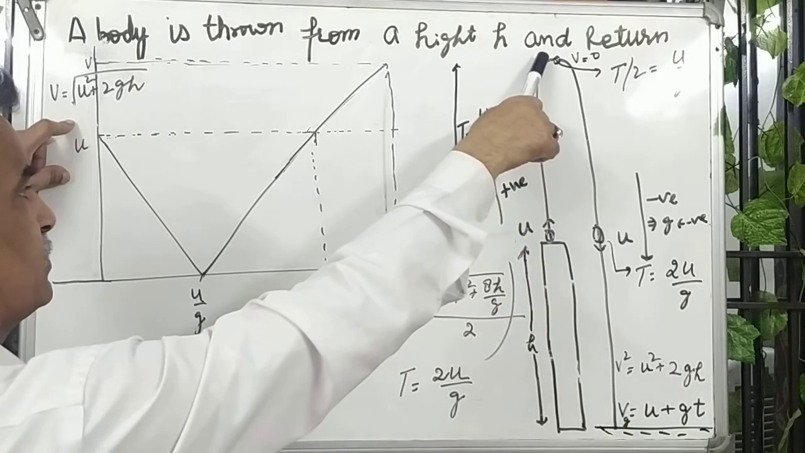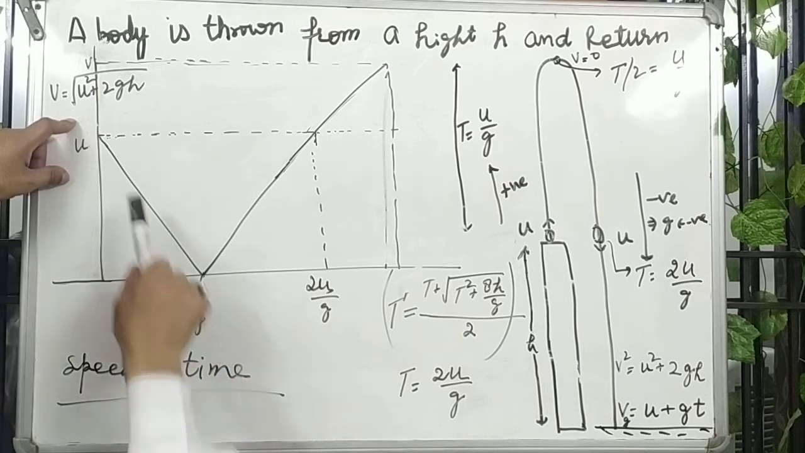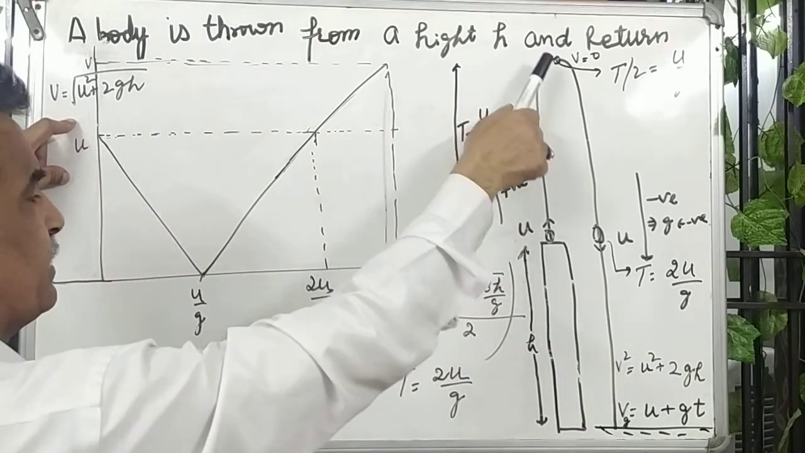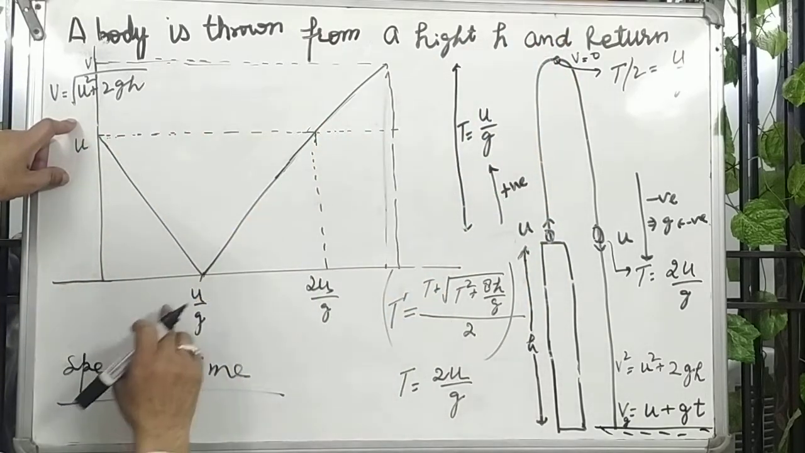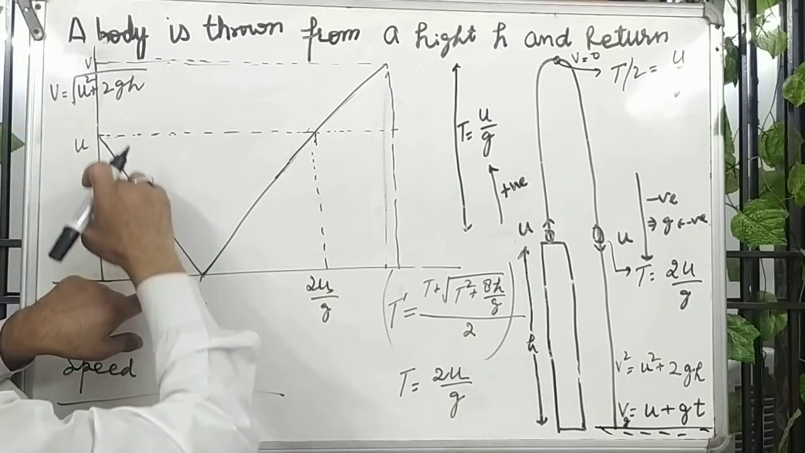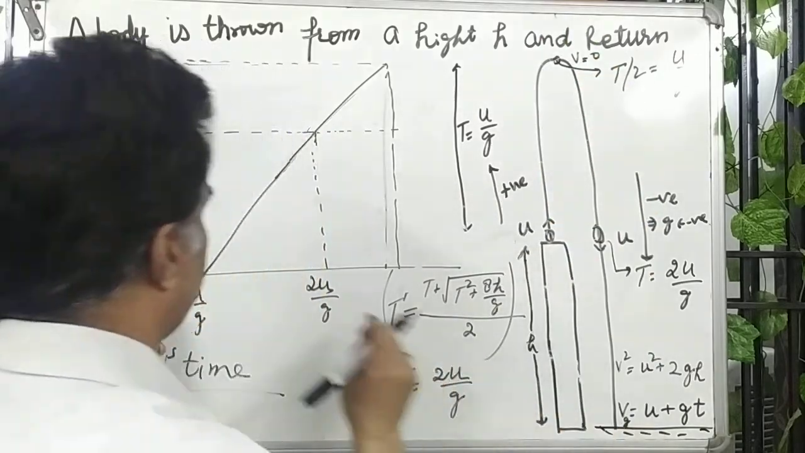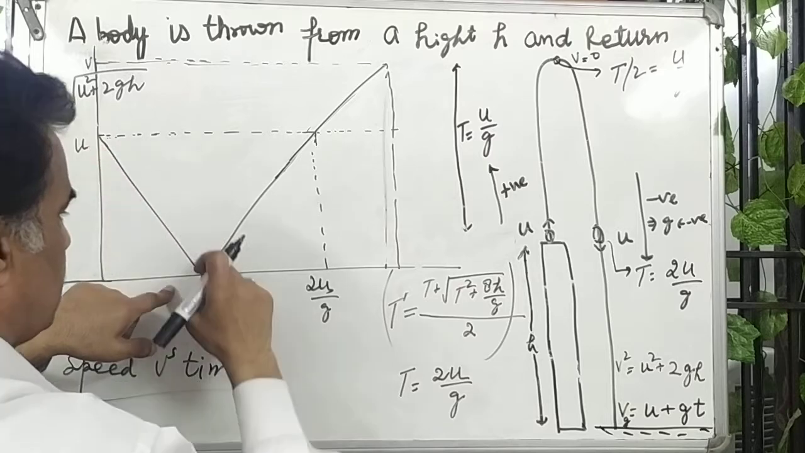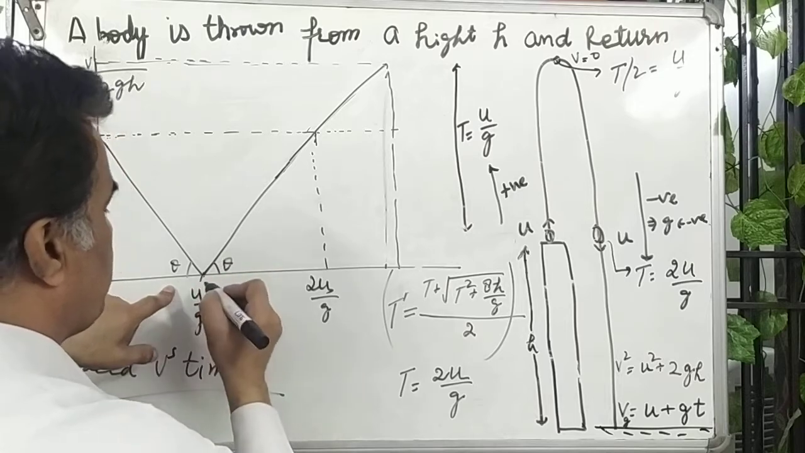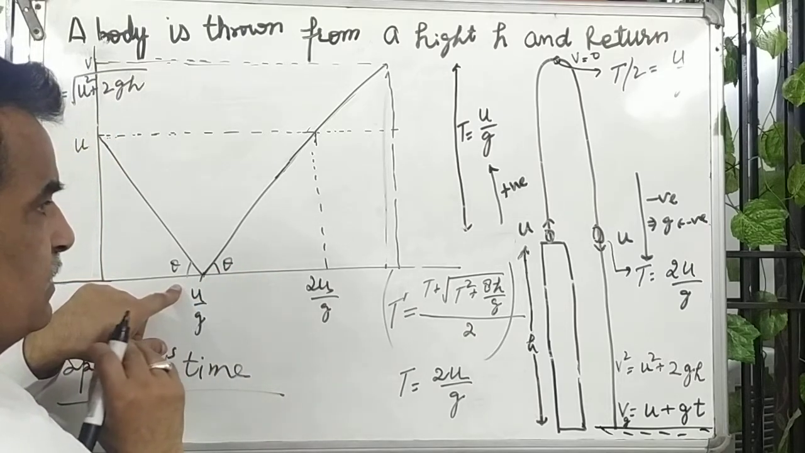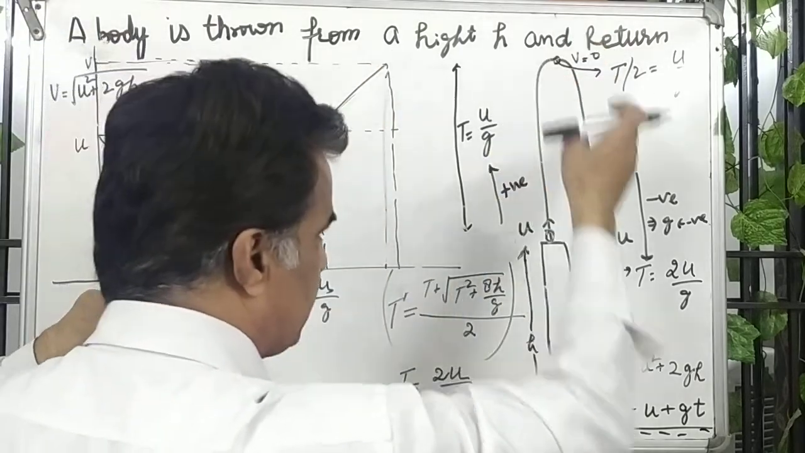At this point, velocity is 0 and time is u upon g. The body is slowing down, and at this point velocity is 0. It is reducing, and again it is coming downwards, accelerating under gravity. If this angle is theta, this is also theta, so tan theta in the VT graph is g. In this case, it is accelerating downwards.